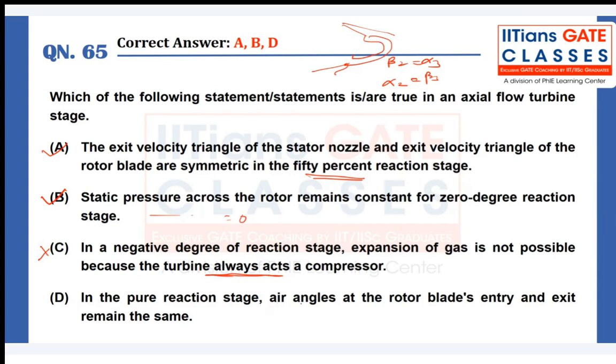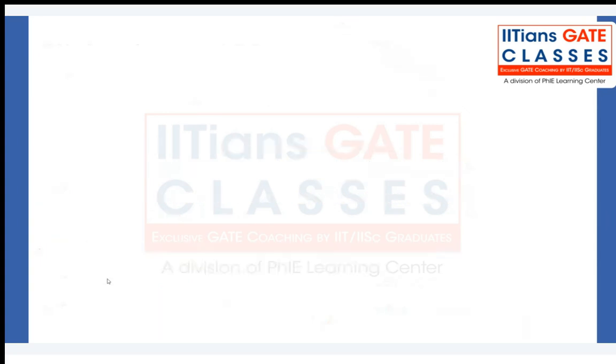In the pure reaction stage, air angles at the rotor blades entry and exit remain the same. Pure reaction stage means 100% reaction. In that case, if you define your degree of reaction in terms of phi, alpha 2 and alpha 3, you will be able to find out that alpha 2 and alpha 3 will be same in order to get pure reaction, that is 100% or degree of reaction to be 1. So option D is also correct. So are there any doubts or else this is it? This is it for the day.